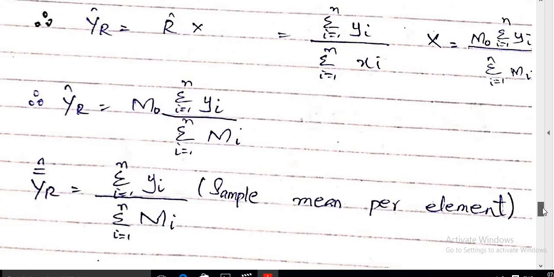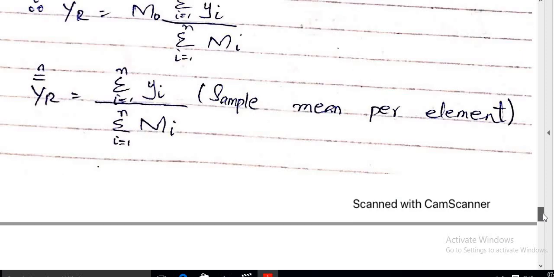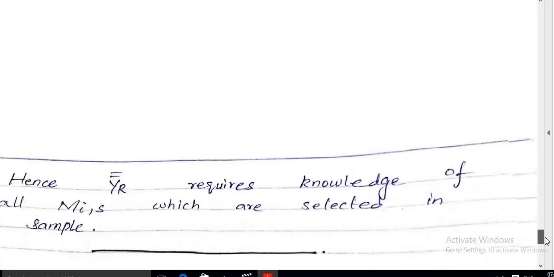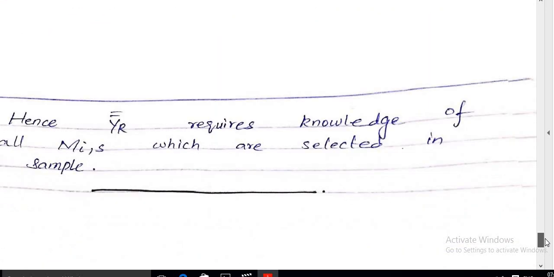After making some replacements, we have y double bar hat r equal to the sum of i from 1 to n of yi divided by the sum of i from 1 to n of mi. Hence, y double bar hat r requires knowledge of all the mi's which are selected in the sample.